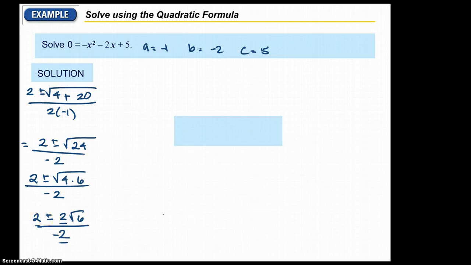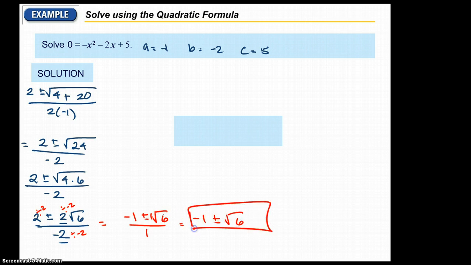So here's what I'm doing. Divide by negative 2, divide by negative 2, divide by negative 2. So I have negative 1 plus or minus square root of 6 over 1. No one cares about that one. If this is 2 divided by 2, it's 1. It's just negative 1 plus or minus square root of 6. And that's it.